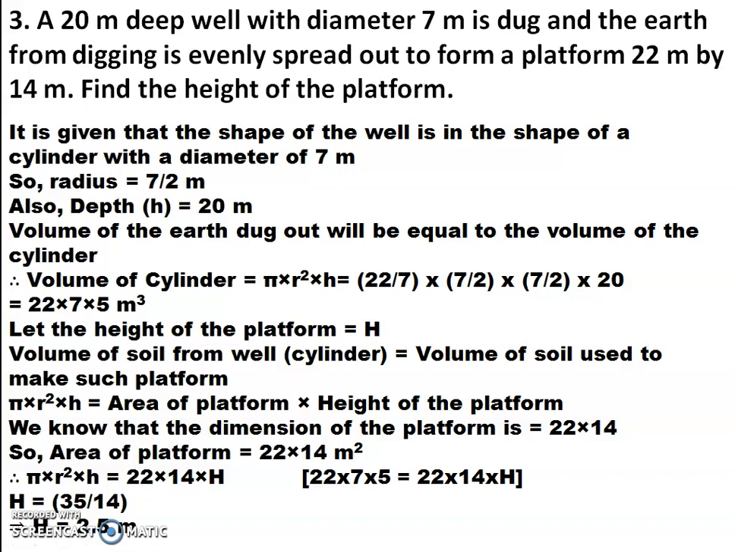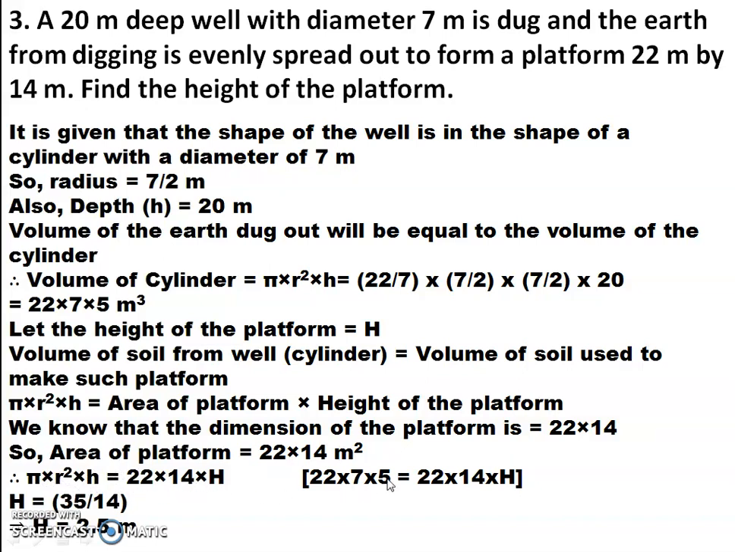Let the height of the platform be h. That is, the height of the cuboid is h. Volume of soil from well, that is volume of the cylinder, is equal to volume of the soil used to make such a platform. That means you are equating volume of the cylinder and volume of the cuboid.